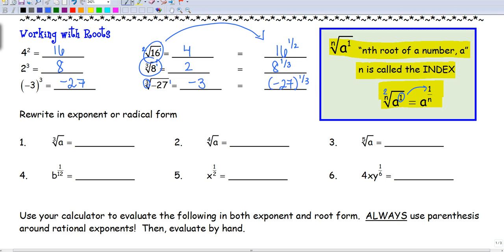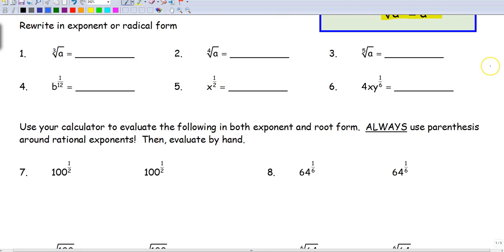All right, so let's try some of these. We're going to just rewrite it in exponent or radical form. These top 3 are already in radical form, so we will write them in exponent form. This is an a to the first. It becomes a to the 1/3. Second one, also an a to the first. So this becomes a to the 1/4 power. Again, that index always becomes your denominator. And the index is this number outside of the root.